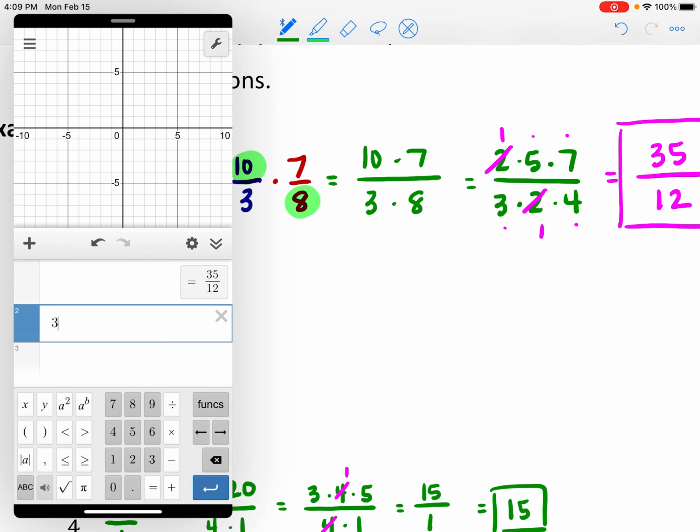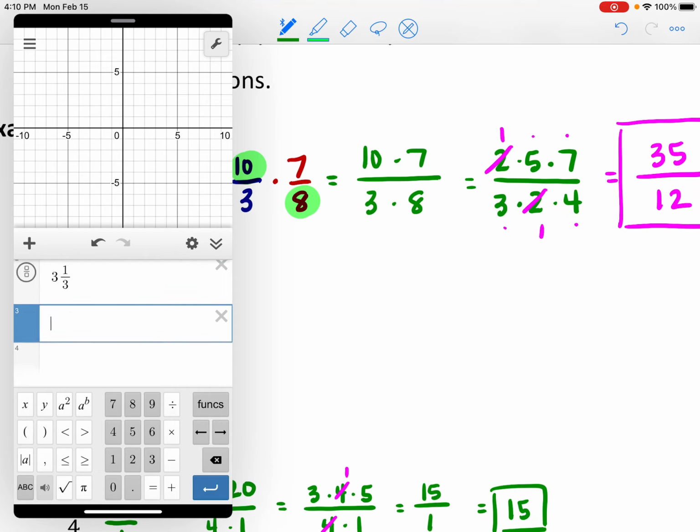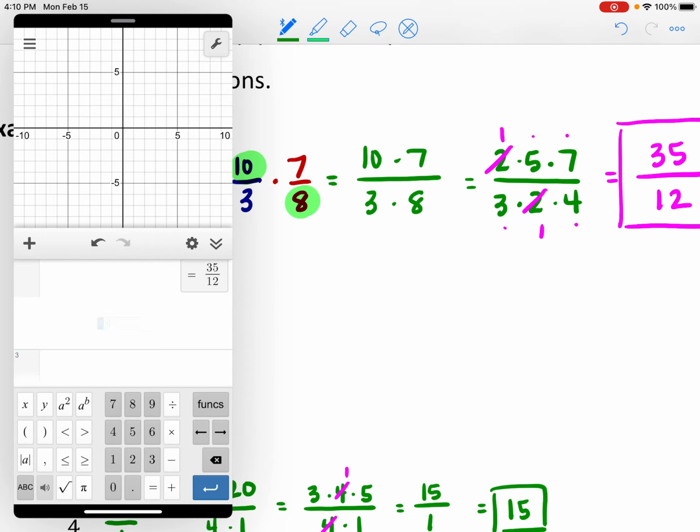You're going to have to either do the 3 and then add the fractional part, or you can take the plus sign away. You just won't be able to type it all in one shot because it will connect the 1 with the 3, which is not what we want. So just be a little careful if you're going to try to put mixed numbers in there.